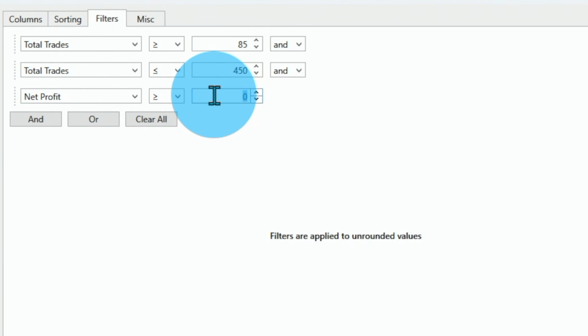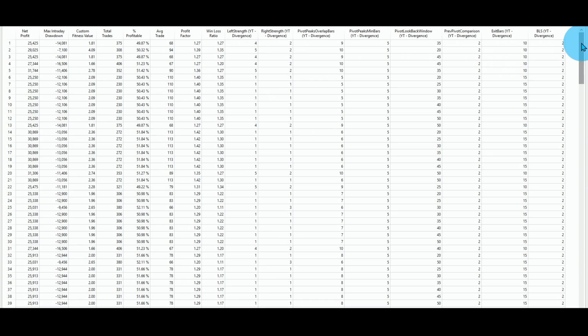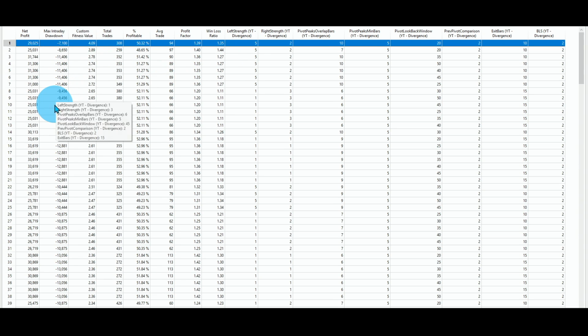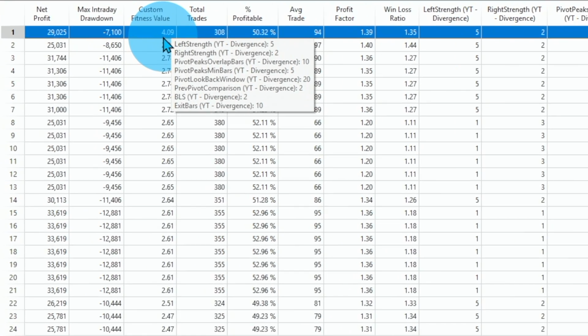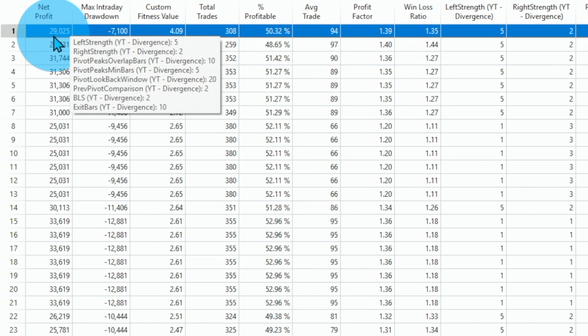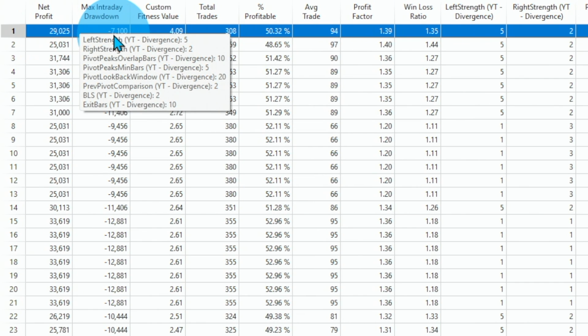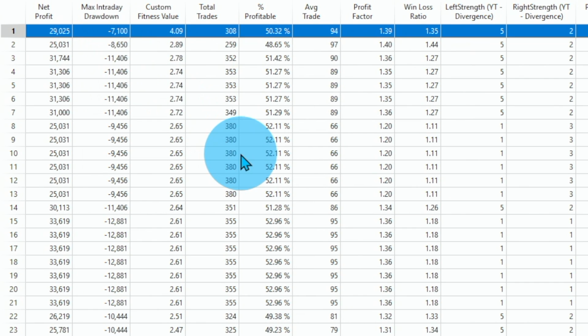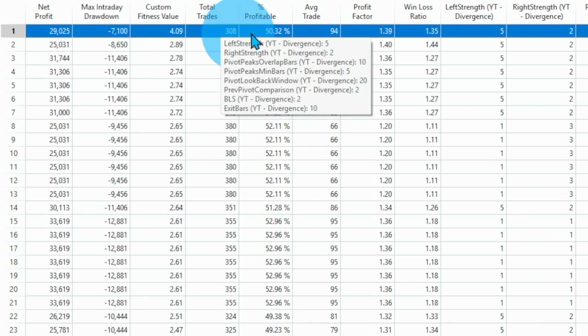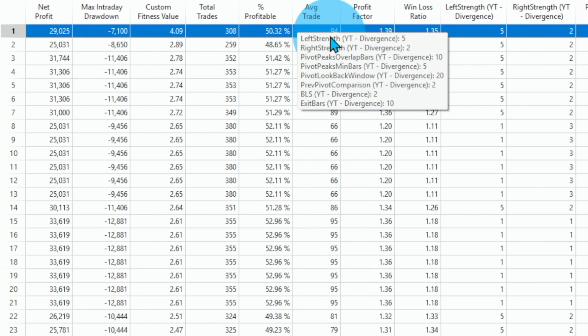Let's put maybe 25,000. Okay, so we get 84 strategies. So out of 68,000 variations, we are down to only 84 strategies. And if we sort by return to drawdown, we have 4 return to drawdown. So the strategy making $29,000 with $7,000 drawdown, 308 trades making on average $94.